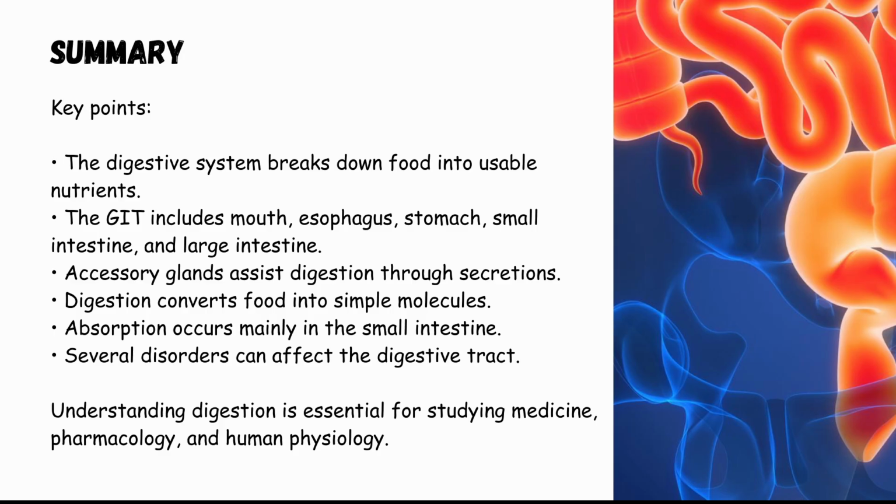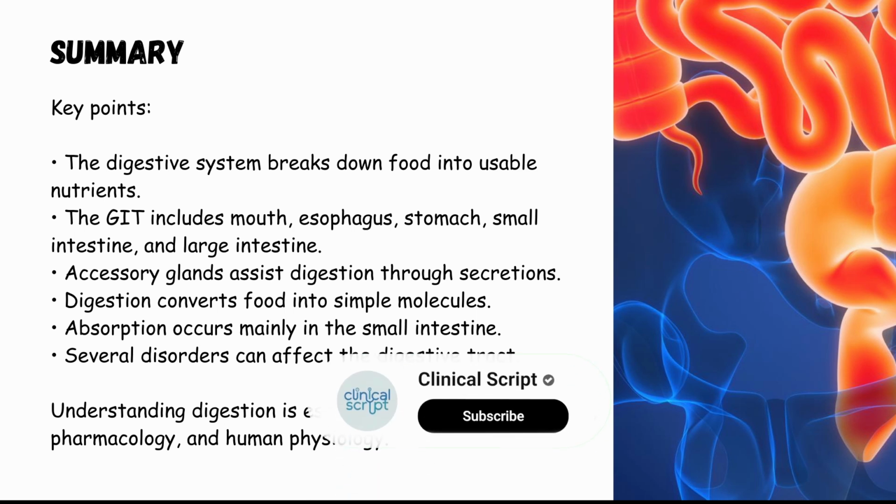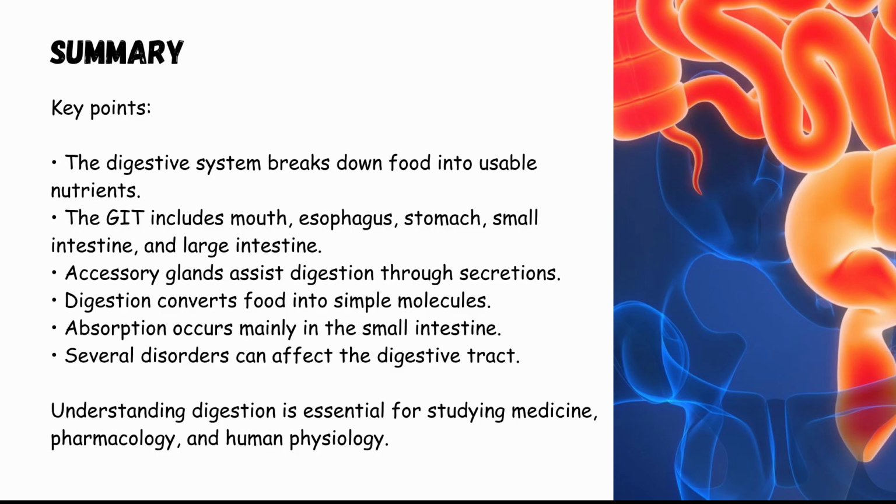Digestion converts complex food molecules into simpler substances, such as glucose, amino acids, and fatty acids. Absorption occurs mainly in the small intestine, where nutrients enter the bloodstream and lymphatic system. Finally, various disorders such as gastritis, ulcers, GERD, and appendicitis can affect the digestive system. A proper understanding of the digestive system is essential for studying human physiology, medicine, and pharmacology.